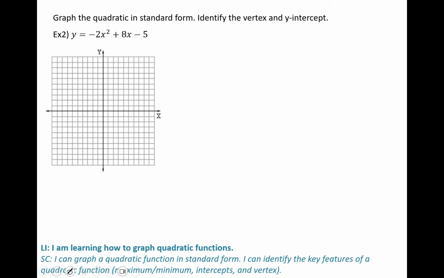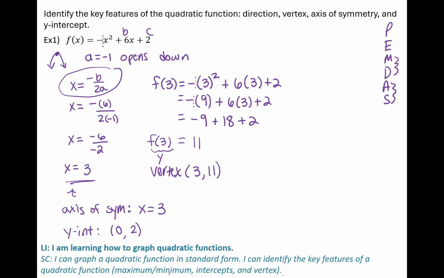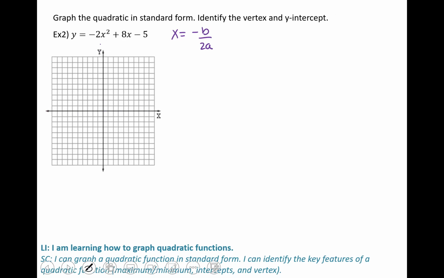Finally, let's see how to graph this. So graph the quadratic in standard form. We're going to identify the vertex and the y-intercept. So pretty much we want to do that right away, starting with finding the vertex. So again, we're going to start with x equals negative b over 2a. And in order to do that, we need to identify what our a, b, and c are. It's helpful.